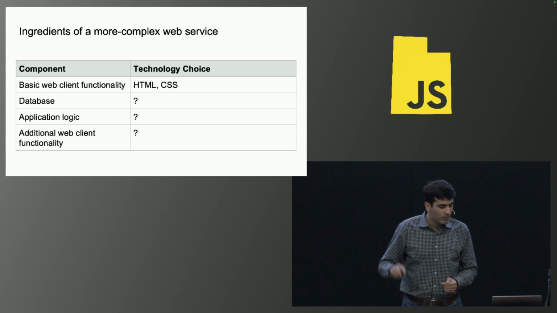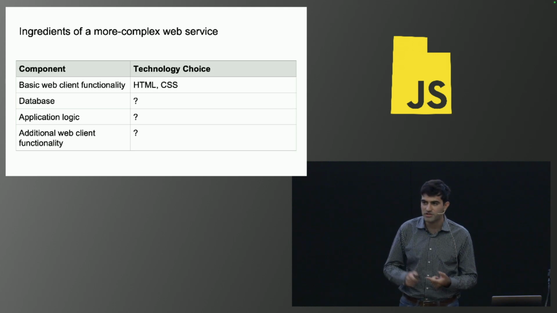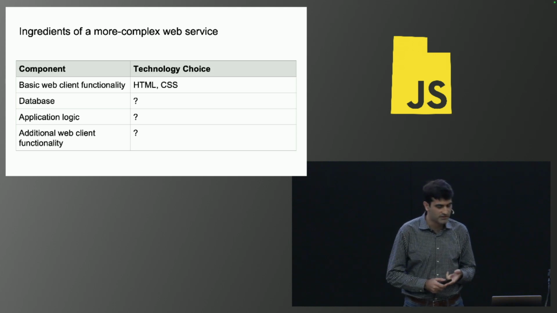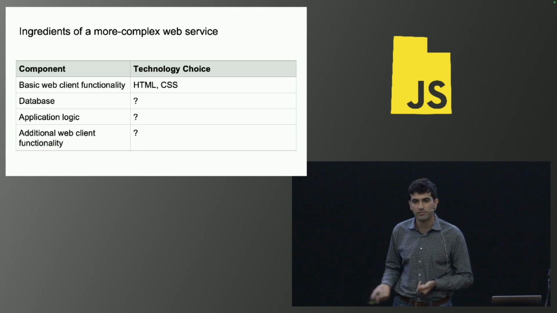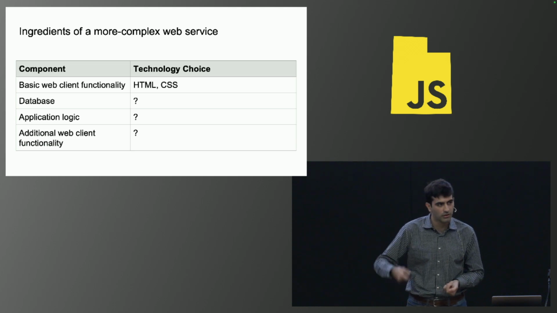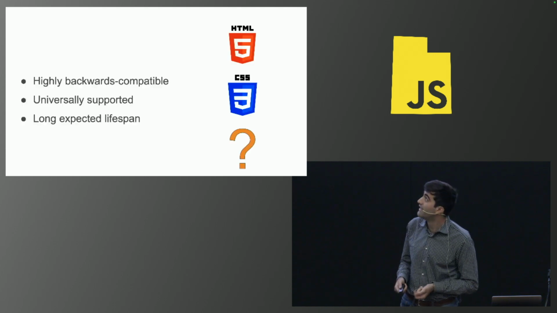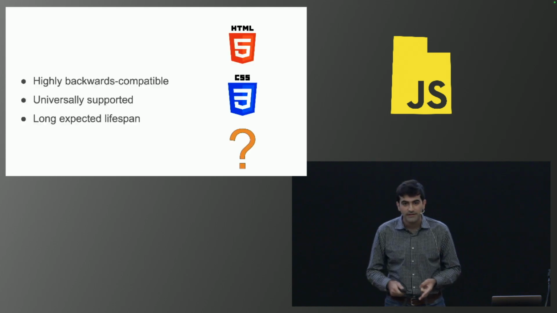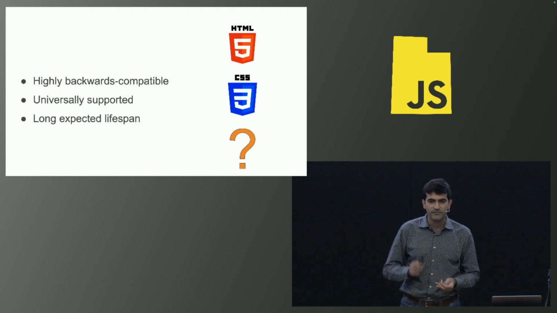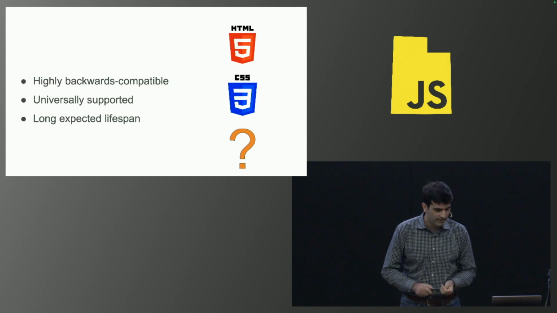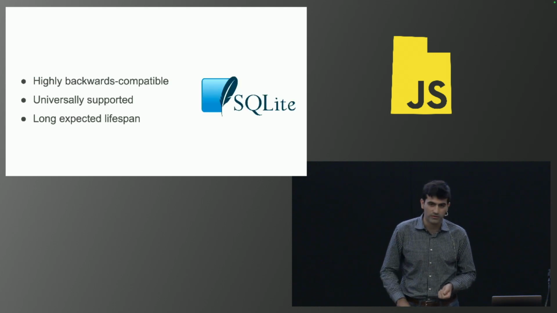So we have the basic web client. That's HTML, that's CSS, that's going to last for a long time. So the next most important thing that we need is a way to store what the user is doing, and that is with a database. So what database? We need something that is highly backwards compatible, that is supported everywhere, and has a very, very long expected lifespan. And the natural choice, I think, is SQLite.